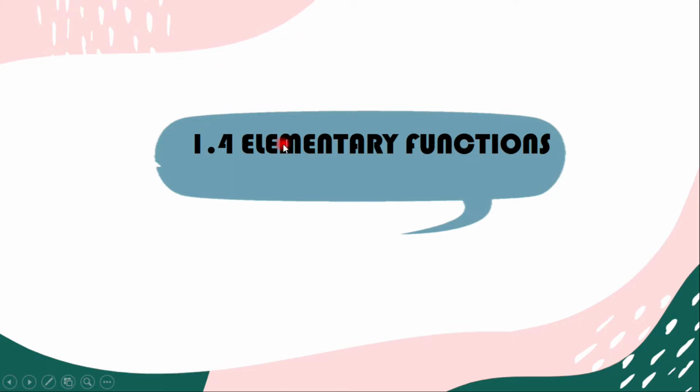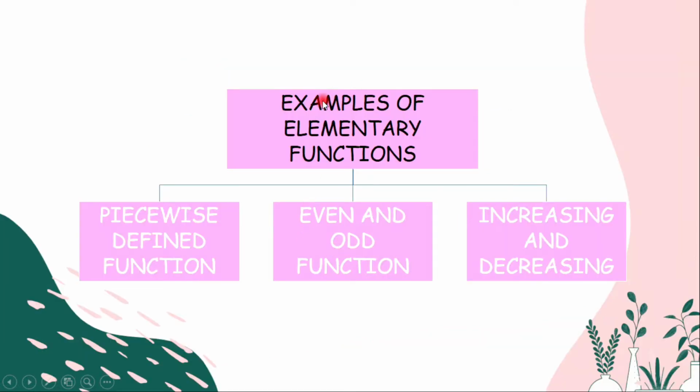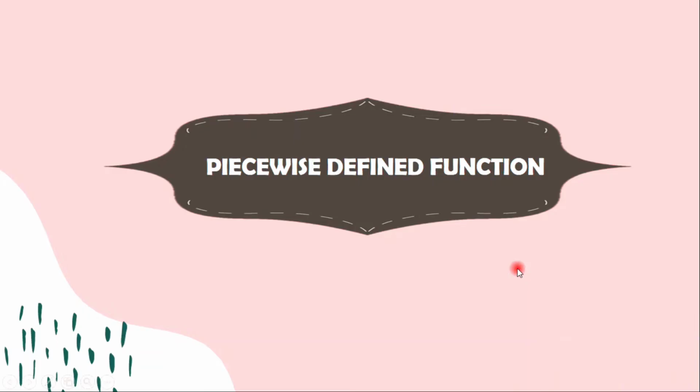About 1.4 elementary function. In this subtopic, we will learn about examples of elementary function and it is divided into three parts: piecewise defined function, certain even and odd function, and thirdly, increasing and decreasing function.